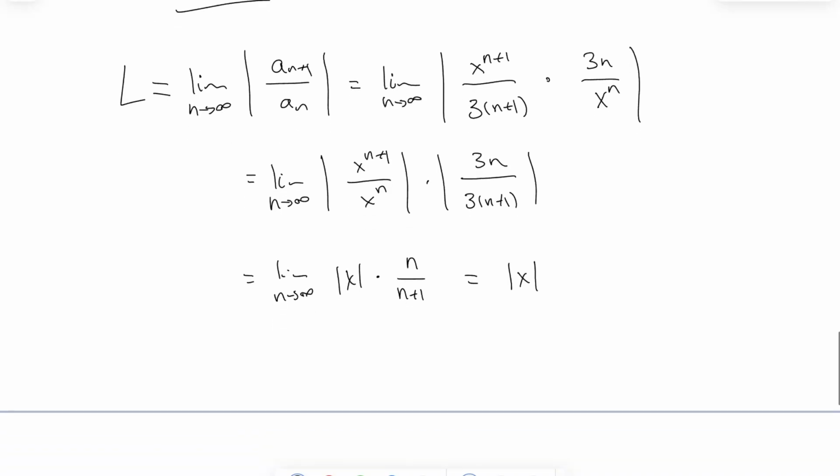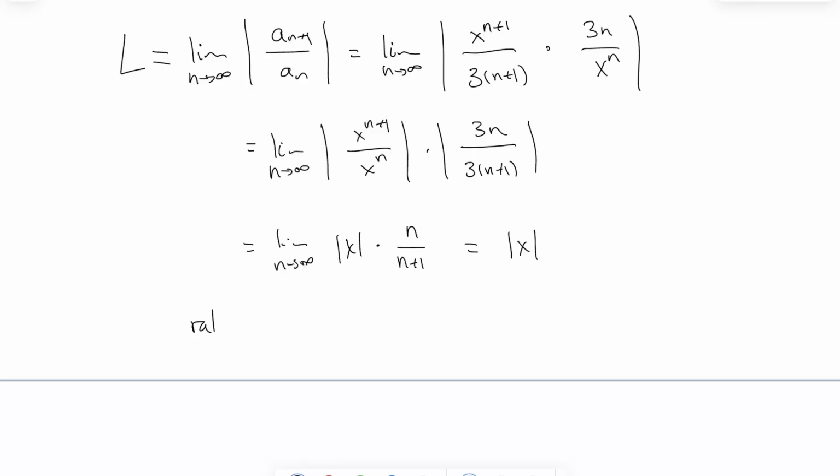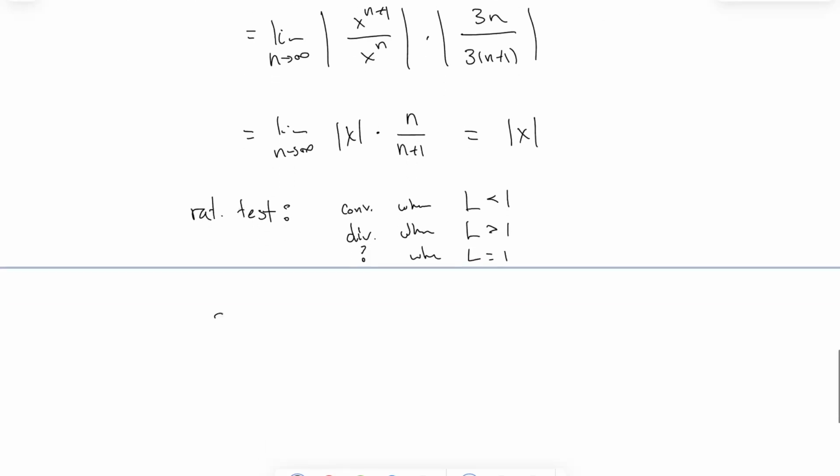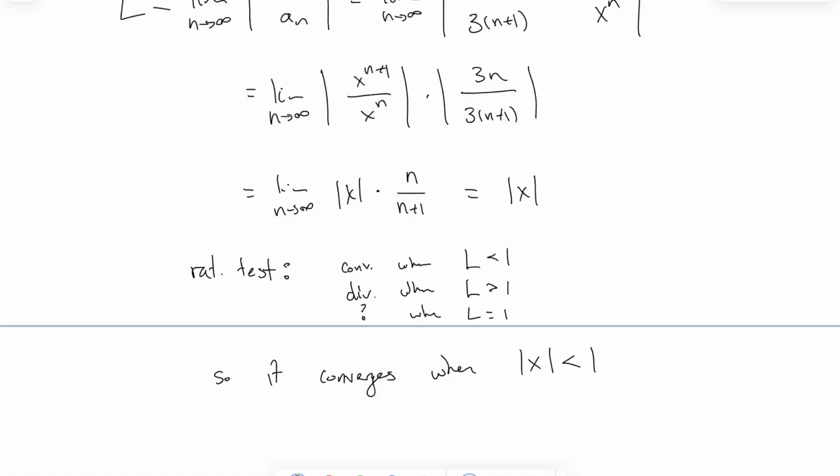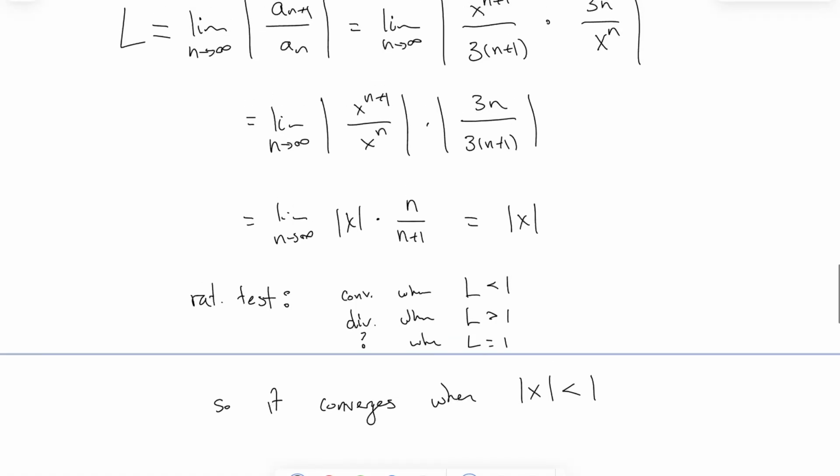And so remember the conclusion of the ratio test? The ratio test says it converges when L is less than 1, diverges when L is greater than 1, and I don't know when L equals 1, right? That's the statement of the ratio test. And so we can immediately say it converges when L is less than 1, but I just said L equals absolute value x, right? That whole calculation that we just did is to show that L equals absolute value x.